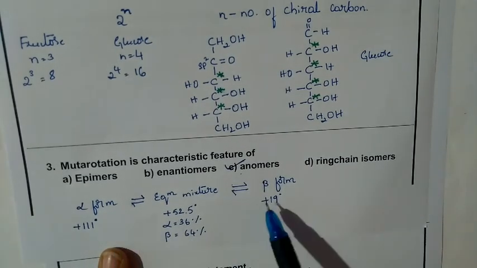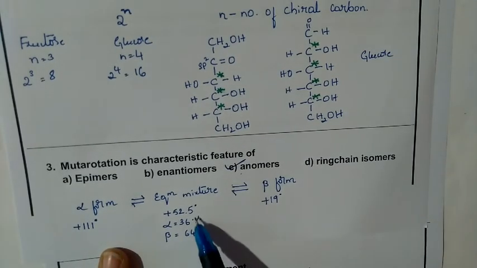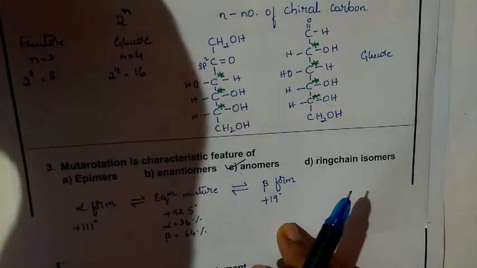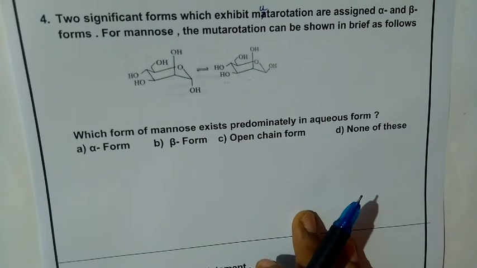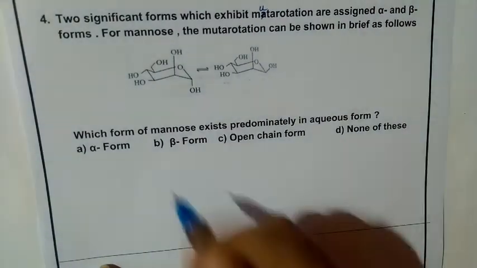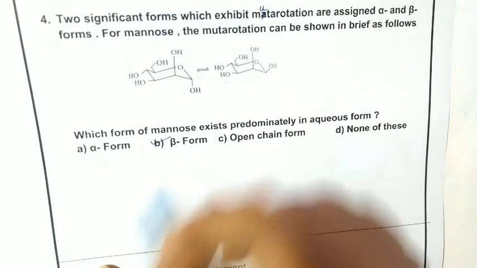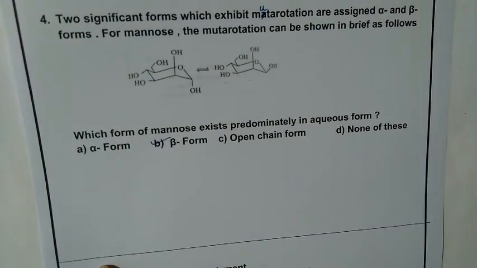They have not asked for specific rotation. They have asked for the percentage, which form will be predominantly present, that is, which form will be more. So in the equilibrium mixture, beta form will be present in a larger amount. The percentage of beta form will be more.